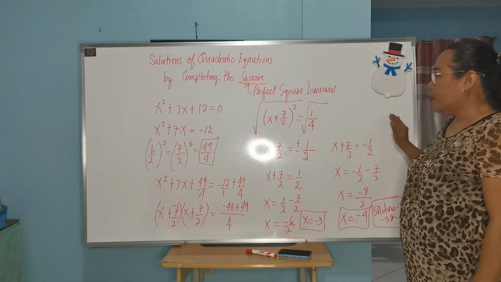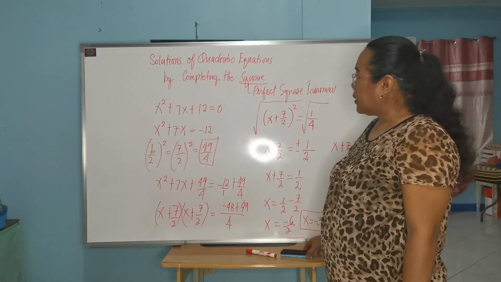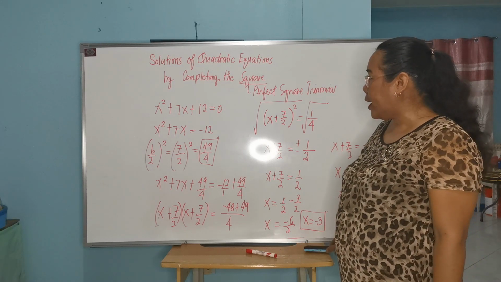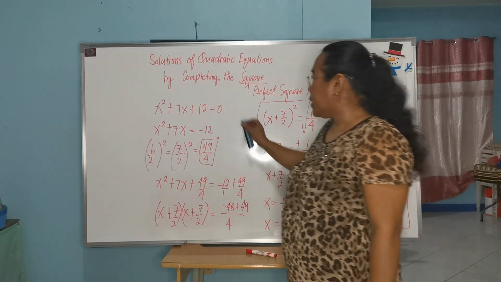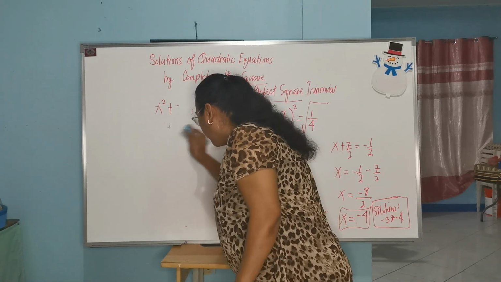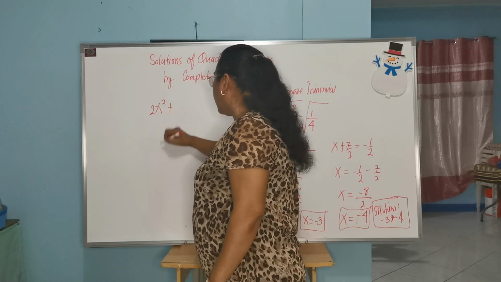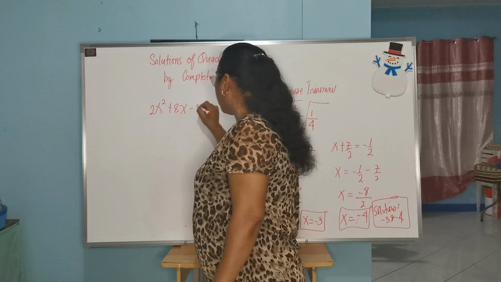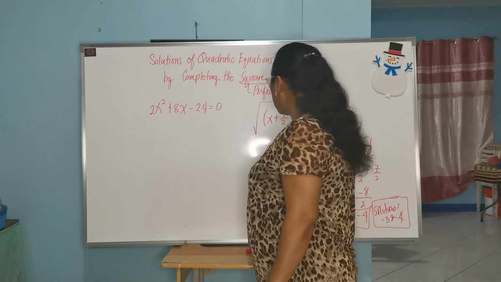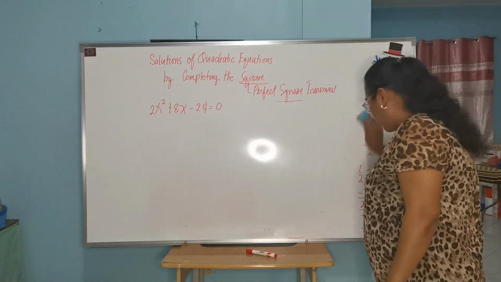How about if our x squared has a numerical coefficient aside from 1, or simply our a is greater than 1? So let's have an example of that. So we have 2x squared plus 8x minus 24 is equal to 0. So take note that our a is no longer 1, it's already 2.